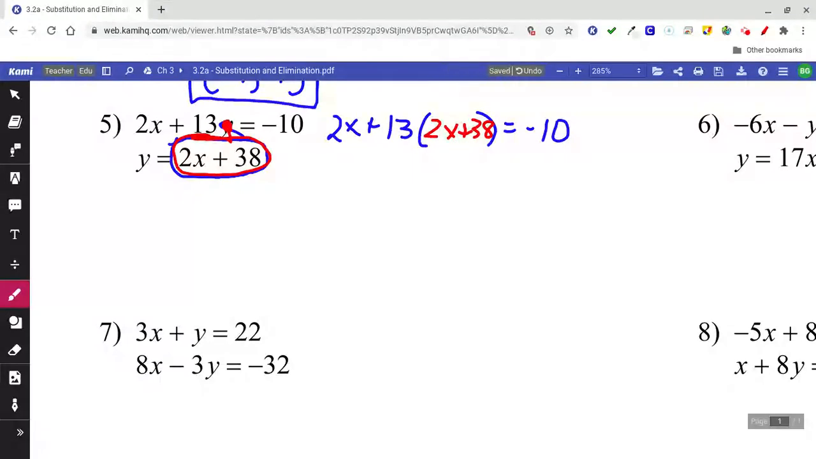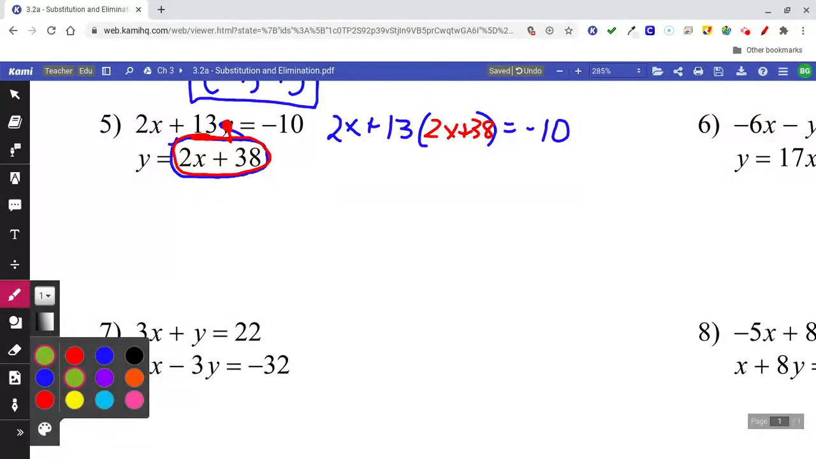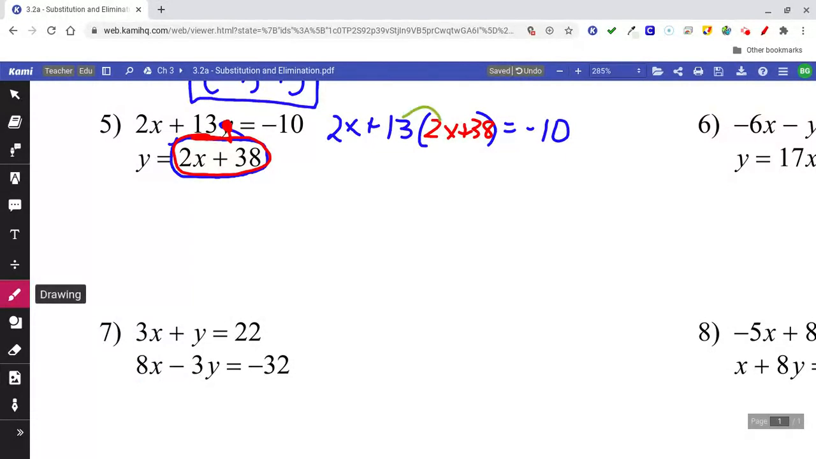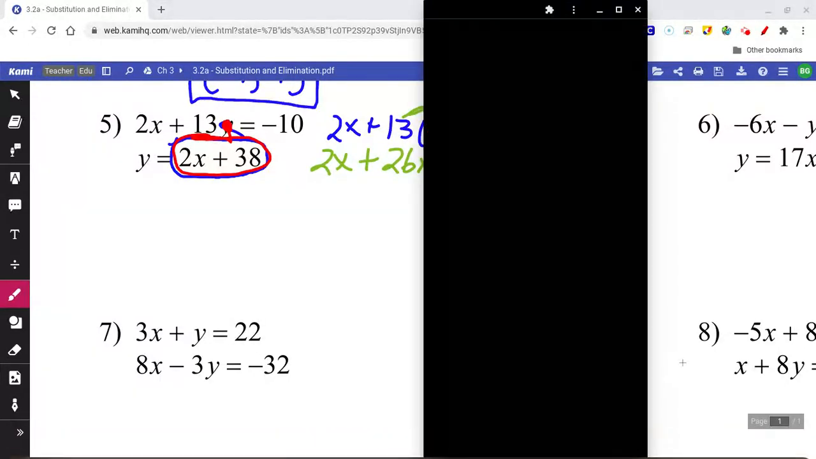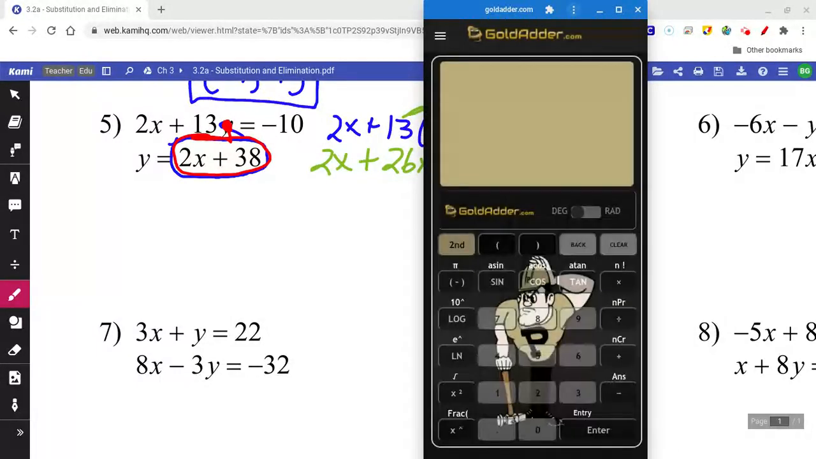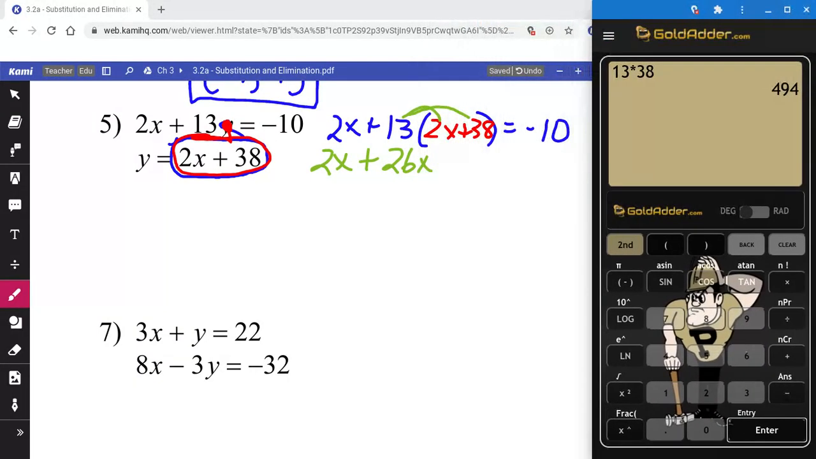I've got maybe a complicated looking equation, but we can do this. I want to get my like terms together. I want to combine like terms. I want to isolate the variable. Let's start by distributing that 13. 13 times 2x is 26x, and 13 times 38, I don't know that one. 494. So plus 494 equals -10.